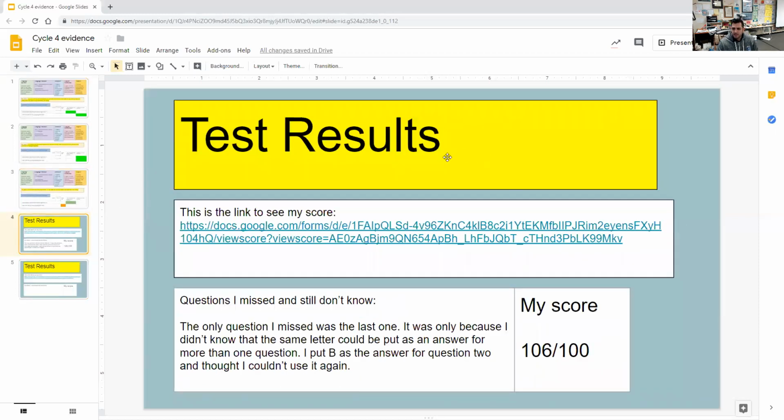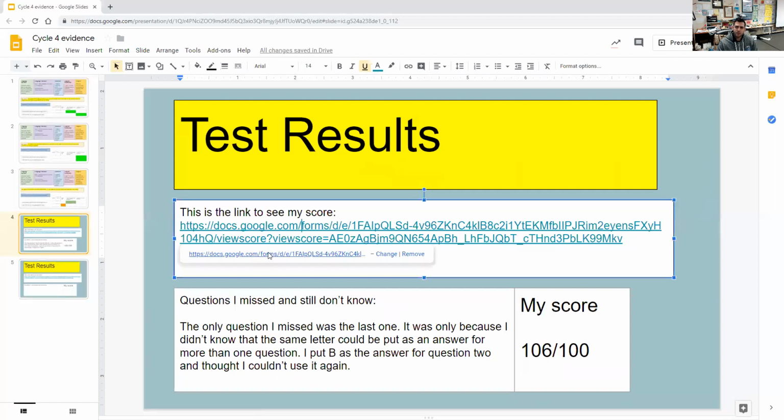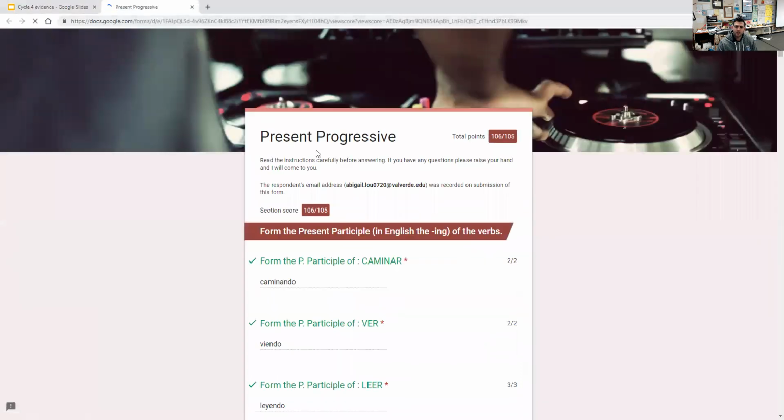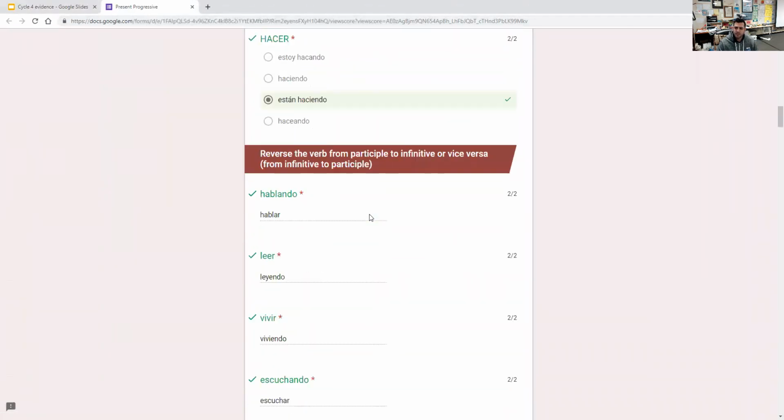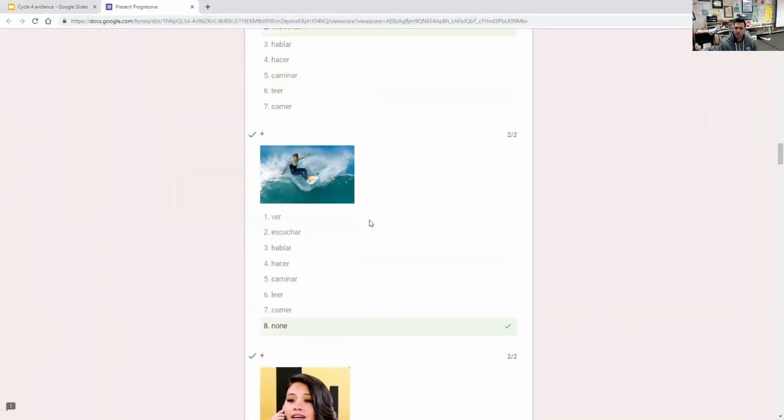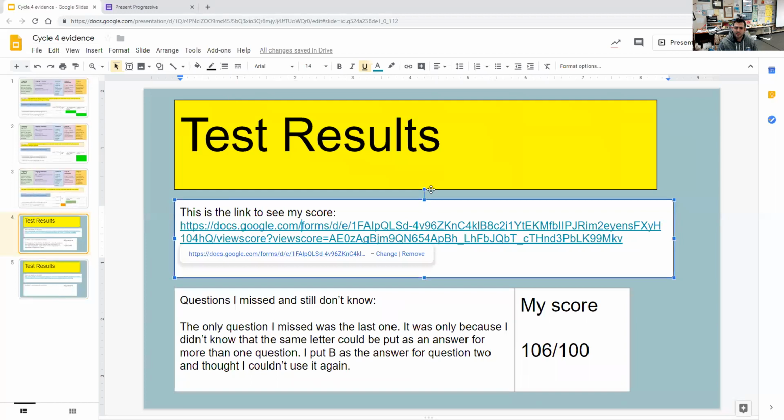Now, after the test, I had the students, oh, by the way, all these activities are in Google Classroom. I share them with all the students, so they have access to all of this. For test results, I had the students enter a link. I had to show them how to insert a hyperlink right here, and it takes them back to their score. Once they saw the score, they had access to everything we covered on present progressive, all the multiple choice questions, and everything on that test. They have quick access right here.